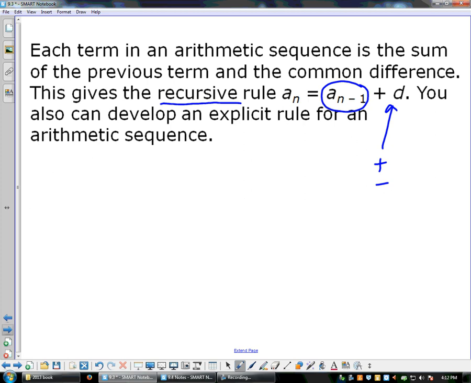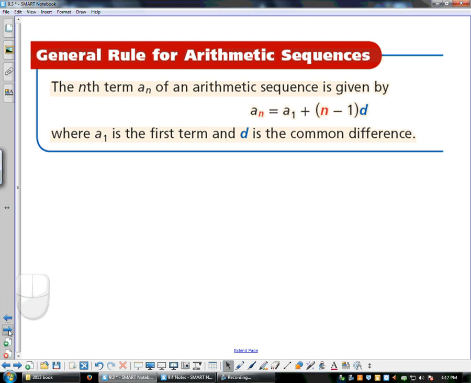We can also develop an explicit rule for an arithmetic sequence as well, which means you would not need to rely on the previous term to find the term that you are looking for. So here's our general rule for an arithmetic sequence. The nth term, a sub n, of an arithmetic sequence is given by a sub n equals a sub 1, which in this case means the first term, and then we are going to add to that the quantity n minus 1 times d, where a sub 1 is the first term and d is the common difference.